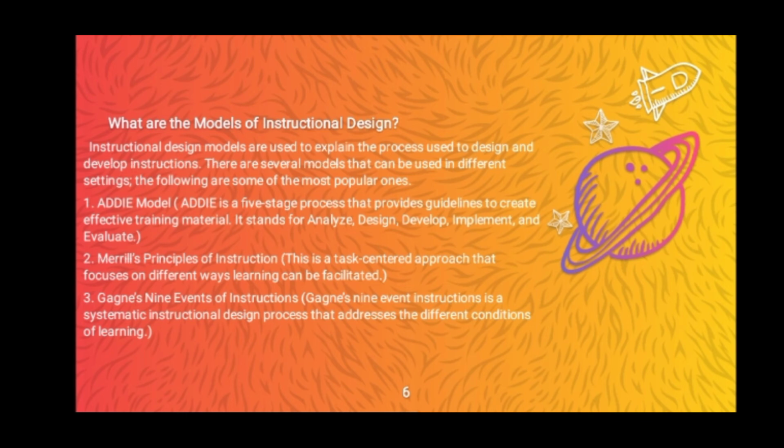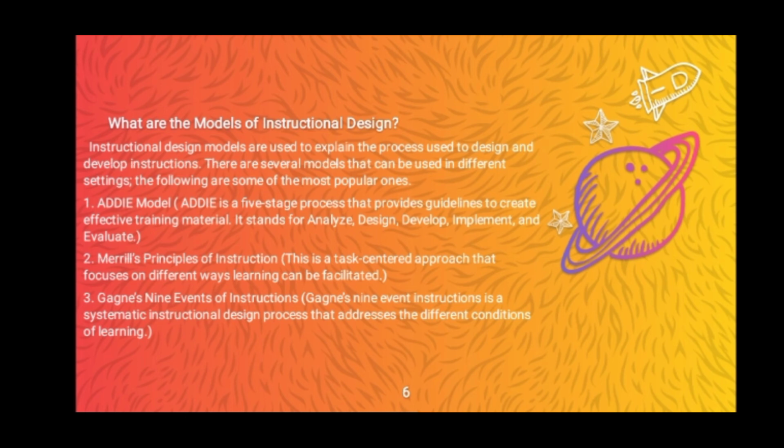What are the models of instructional designs? Instructional designs models are used to explain the process used to design and develop instruction. There are several models that can be used in different settings. The following are some of the most popular ones. 1. ADDIE model. ADDIE is a 5-stage process that provides guidelines to create effective training materials. It stands for analyze, design, develop, implement, and evaluate.